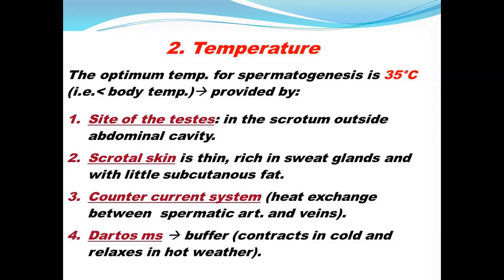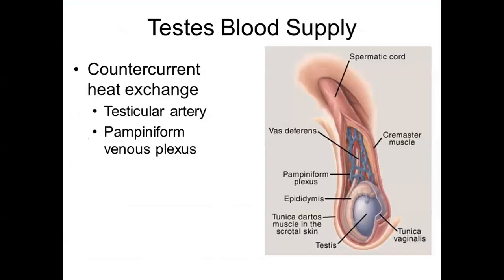Because of the absence of subcutaneous tissue, the temperature of the scrotal sac is kept very low. Then there is the countercurrent system of heat exchange, we'll come to this, and the dartos muscle. There are two muscles, dartos and cremasteric muscles. They buffer the outer environmental temperature. They contract in cold and relax in hot weather, which also keeps the scrotal sac cool.